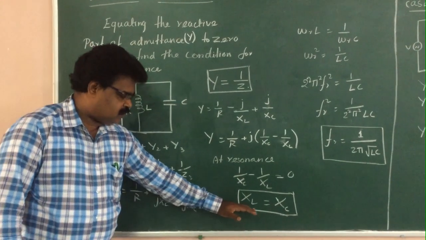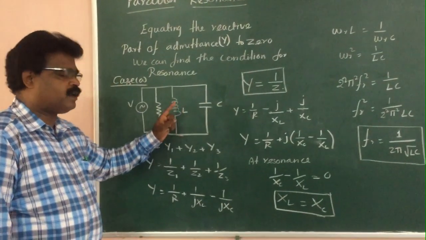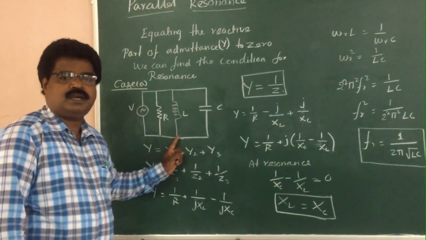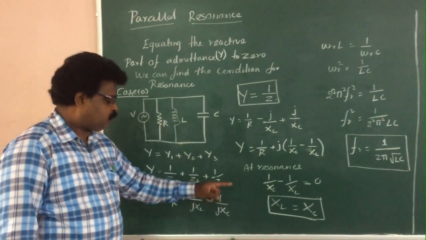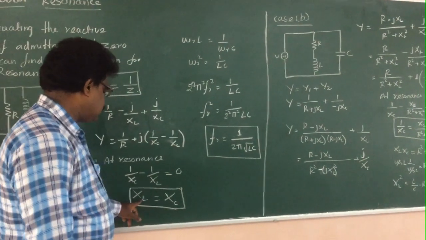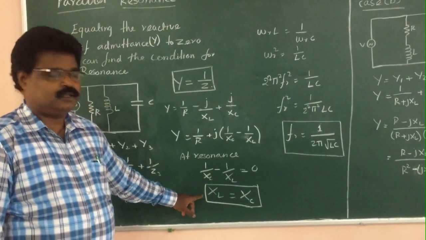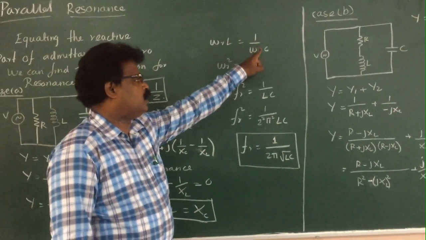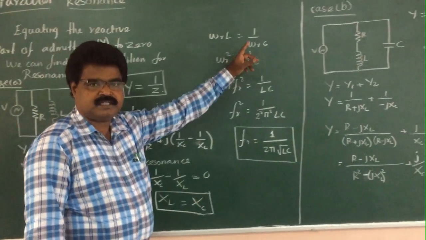This condition is almost similar to series resonance. Only for this type of circuit, the condition for resonance of series and parallel circuits are the same. From this we are going to derive the expression for the resonance frequency. You know that XL is equal to XC. XL, what is the formula? It is omega L. So this is the condition for resonance. We can substitute: omega_r L is equal to 1 by omega_r C, since XC is equal to 1 by omega_r C.